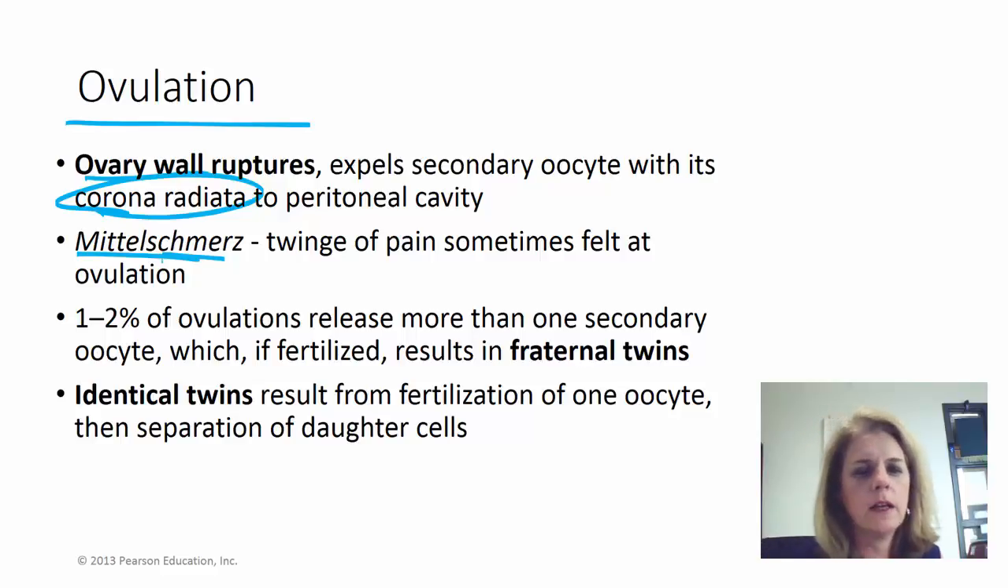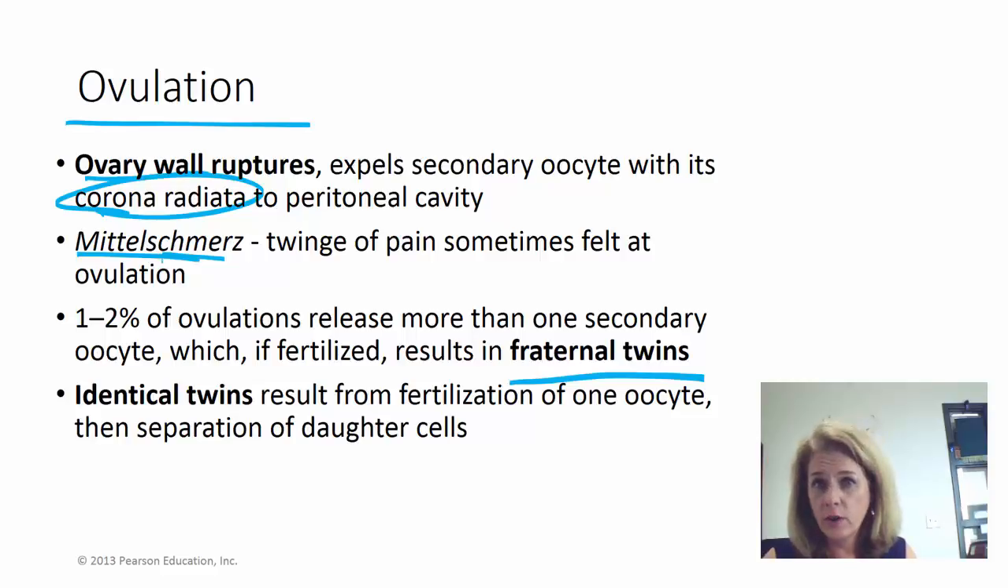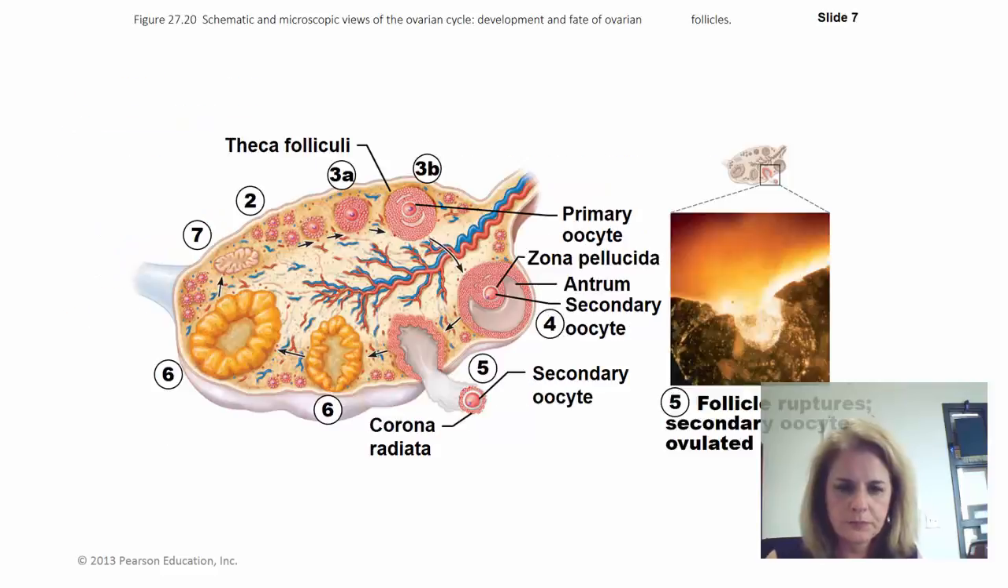Every once in a while, an ovulation will release more than one egg. Maybe both ovaries release eggs, or one ovary releases 2 eggs. Then you have 2 separate eggs that are released and fertilized by a sperm. That's a fraternal twin: 2 different eggs, 2 different sperm. An identical twin is 1 egg, 1 sperm, and during its early divisions, it divides into 2 babies. That's the difference between fraternal and identical twins. Again, we'll talk more about this with pregnancy.